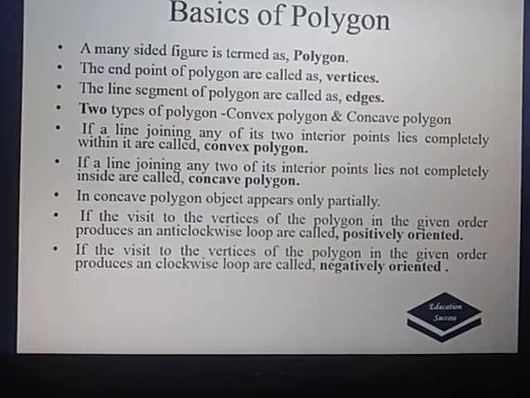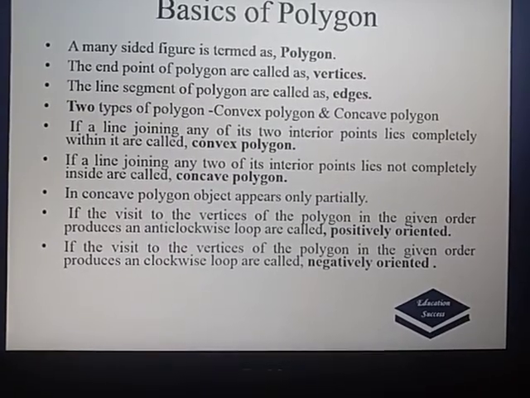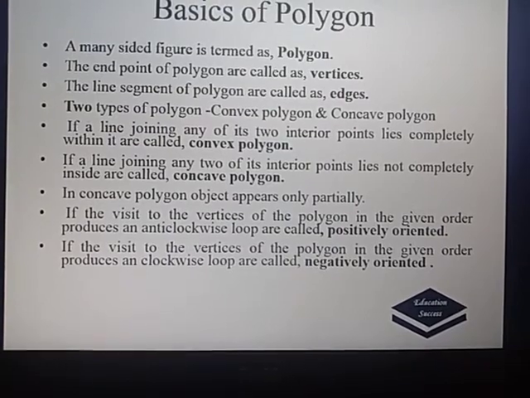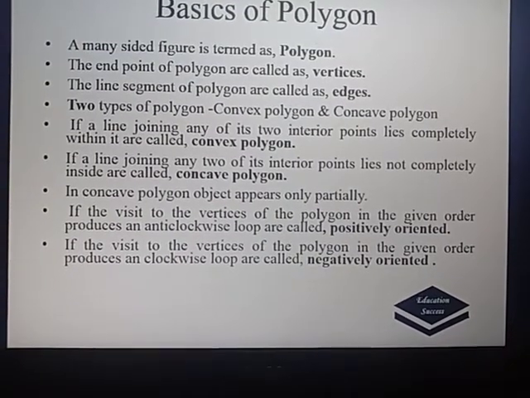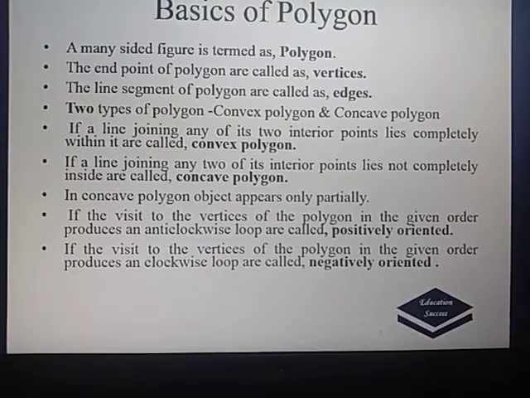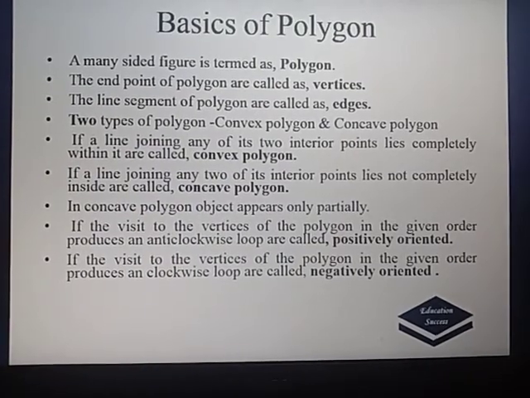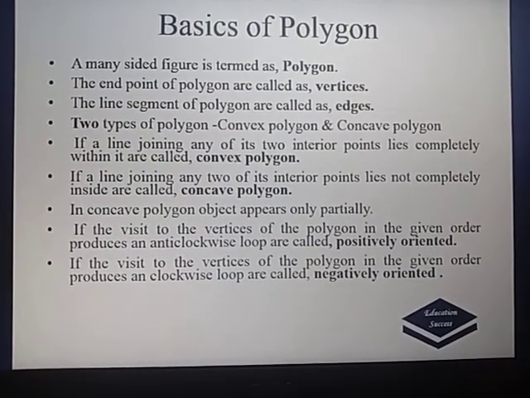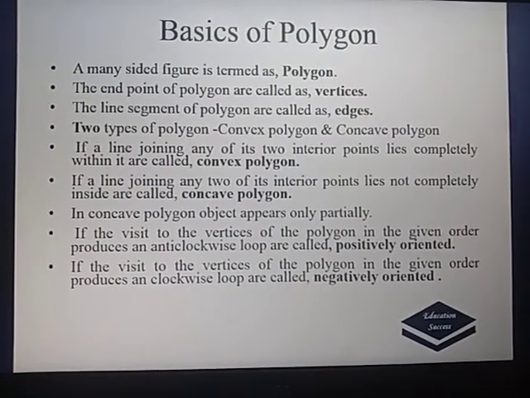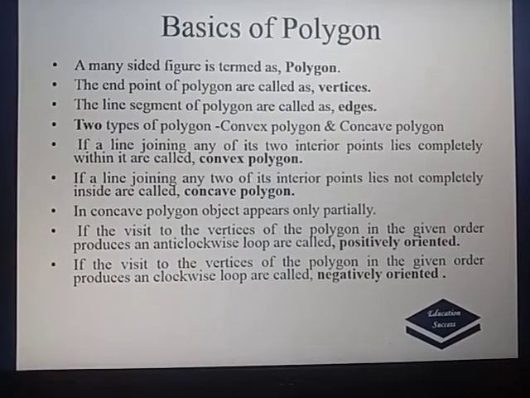There are two types of polygons, convex polygon and concave polygon. If a line joining any two interior points lies completely within it, it is called a convex polygon. If a line joining any two of its interior points does not lie completely inside, it is called a concave polygon. In a concave polygon, objects appear only partially.